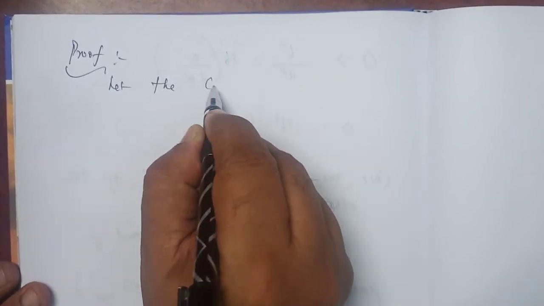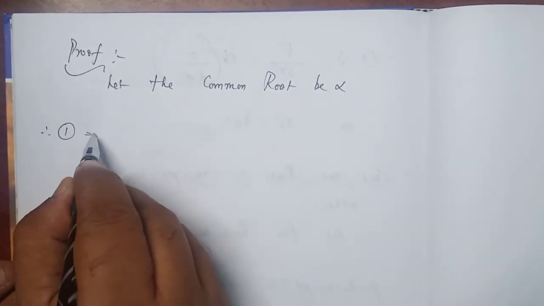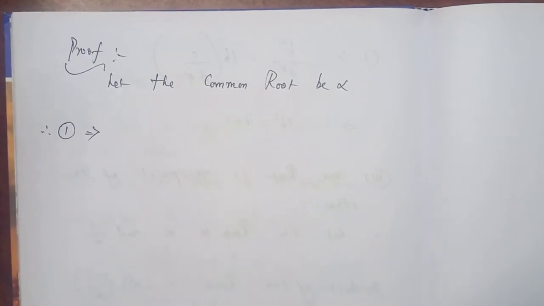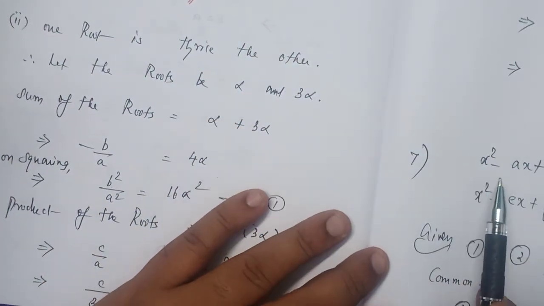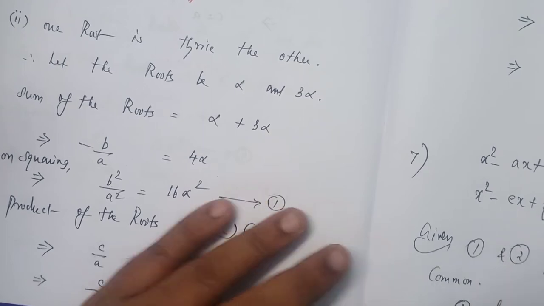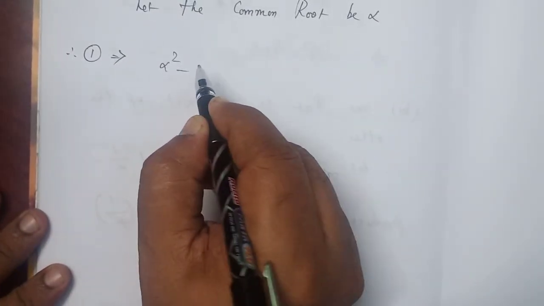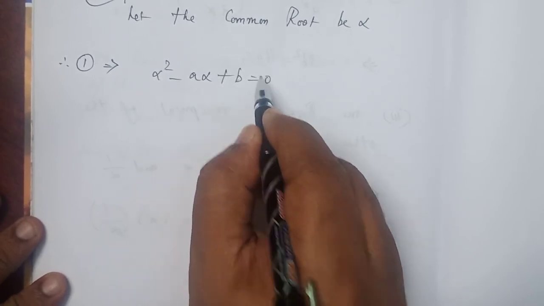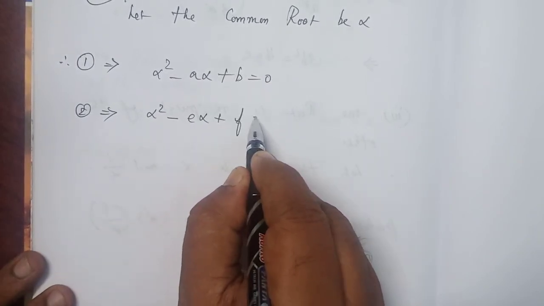Proof. Let the common root be alpha. Therefore, in equation 1 and 2, x can be replaced by alpha because alpha is one of the roots. So replace x by alpha in equation 1 and 2. Equation 1 implies alpha squared minus a alpha plus b equal to 0, and equation number 2 implies alpha squared minus e alpha plus f equal to 0.